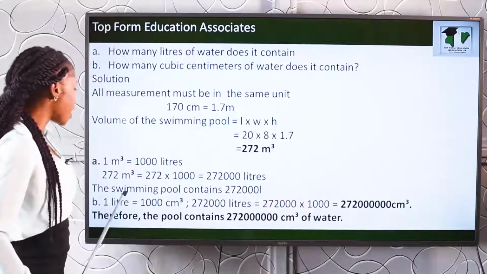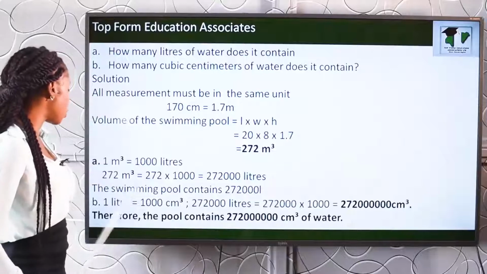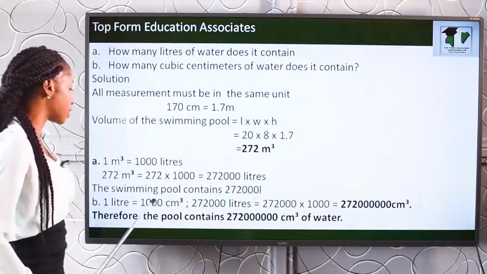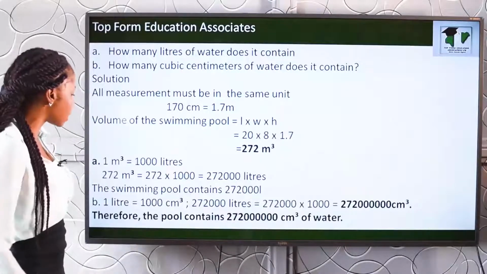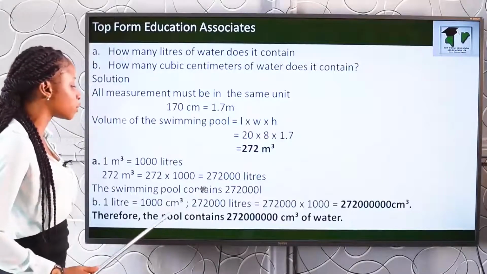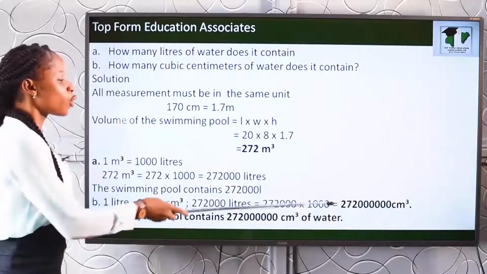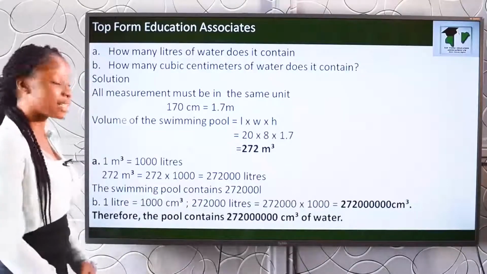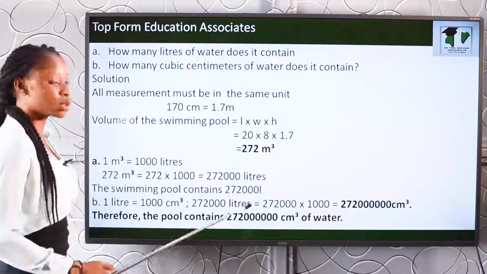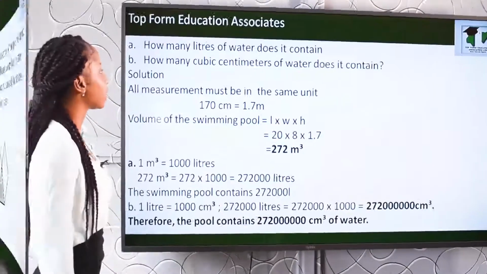Now, B, we're asked to look for the answer in centimeter cubes. In doing that, we know that 1 liter makes 1,000 centimeter cubes. So to convert it to centimeter cubed, we are going to multiply 272,000 liters by 1,000. When we do that, we have 272 million centimeter cubes. So therefore, the pool contains 272 million centimeter cubes of water.